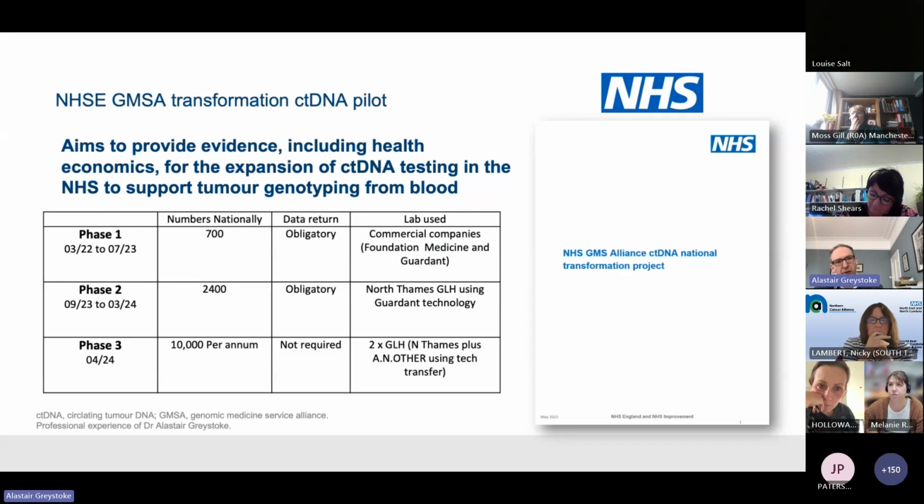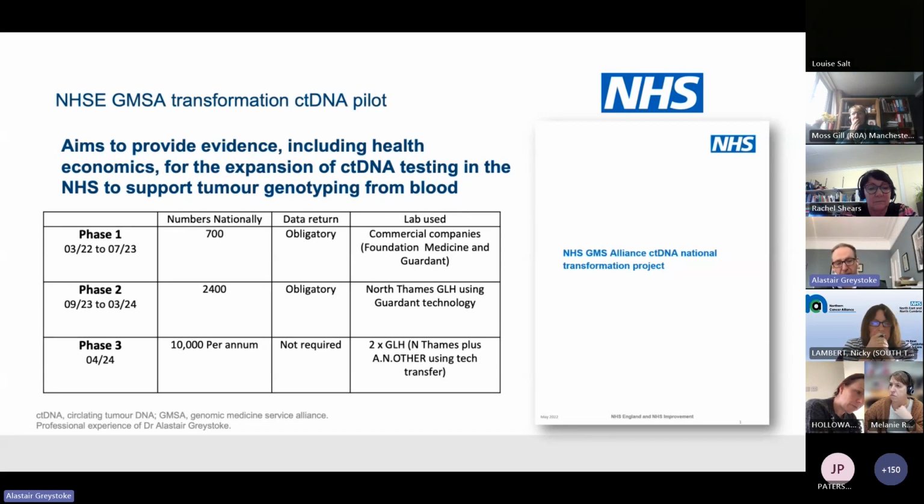So, as I said, we've been running a pilot since March 2022 within the NHS to look at that plasma first approach, and particularly to see how beneficial this is and whether it's cost effective. And this is where it gets slightly confusing, because there's been 3 different phases of the project. In the first one, we only had 700 samples nationally, so we had 100 in the Northeast. And we were sending them off to a commercial company like Foundation Medicine or Guardant that I showed you earlier. And we had to give obligatory data back to NHSE about what happened to these patients, so we can help work out the resource use and whether this is a cost-effective use of resources in the NHS.